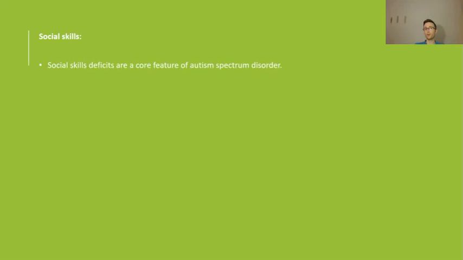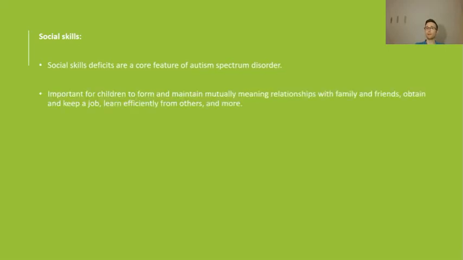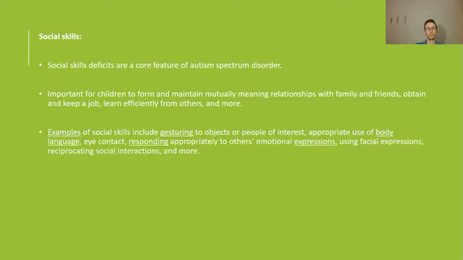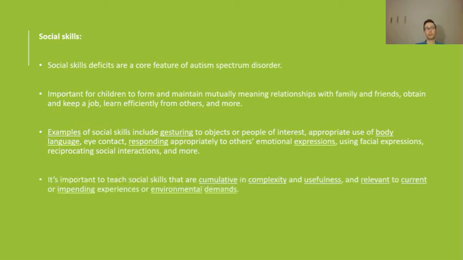Now, social skills deficits are a core feature of autism spectrum disorders, so it's important that you target goals in early intensive behavioral intervention that pertain to social skills. That's critical. It's important for children to form and maintain mutually meaningful relationships with family and friends. Ultimately, down the road, obtain and keep a job, learn efficiently from others, and more. Right? So, examples of social skills include gesturing to objects or people of interest, appropriate use of body language, eye contact, responding appropriately to others' emotional expressions, using facial expressions, reciprocating social interactions, and more. Just some examples of social skills. We could go on and on there, right?